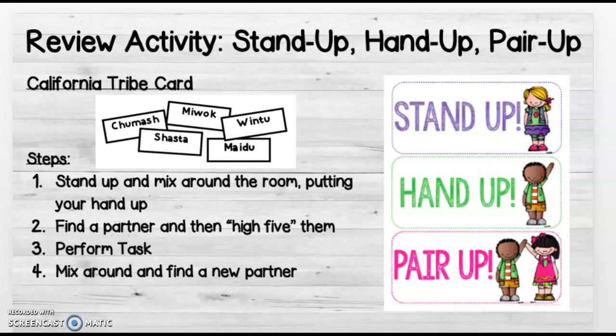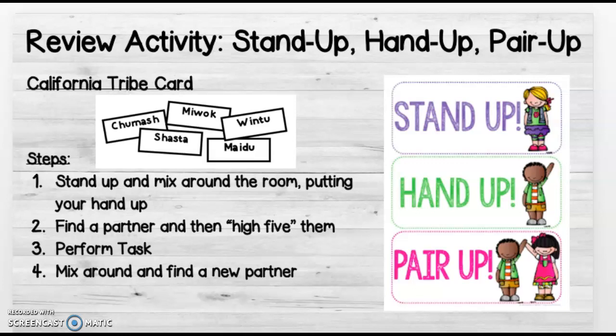So what you're going to do is you're going to stand up and mix around the room having your hand up. When one of us says pair up, then you're going to try to find a partner and high-five them, or you can just smile at them if you don't really want to touch them. It's up to you, okay? And then you're going to perform the task. So when you've found a partner, your task is to read the tribe's name on your partner's card and also name the region of California where the tribe is located. And then you're going to explain what natural resources they had and how they used them, okay?